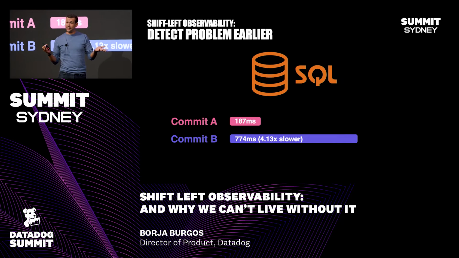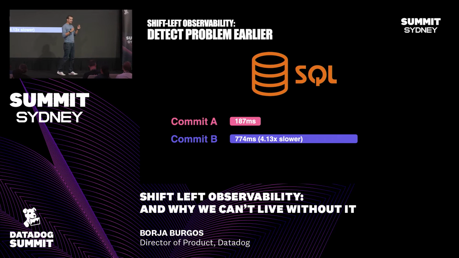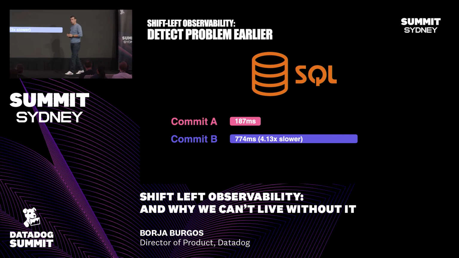Luckily, we had a set of integration tests, sorry, that touched that entry point. And we see that the test that was testing for that behavior went from 187 milliseconds to 774 milliseconds. That is 4.13 times slower. Now, the test passed. So it went through CI as it normally would have.